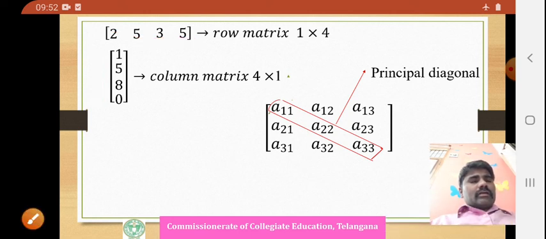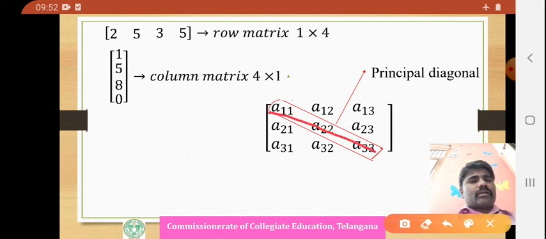And already I told you the elements in the place of A11, A22, A33 are known as the principal diagonal of the matrix. In the case of a square matrix, the principal diagonal exists for a square matrix. This is the principal diagonal of the matrix.